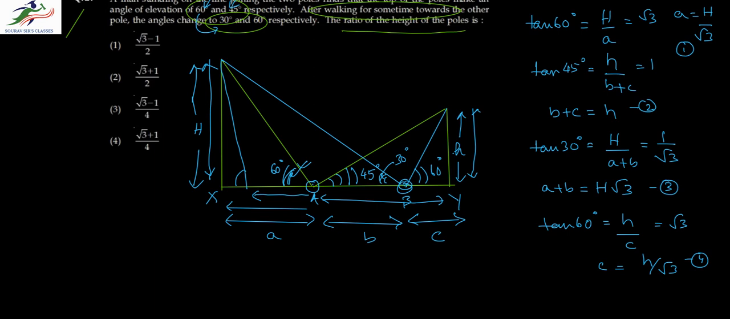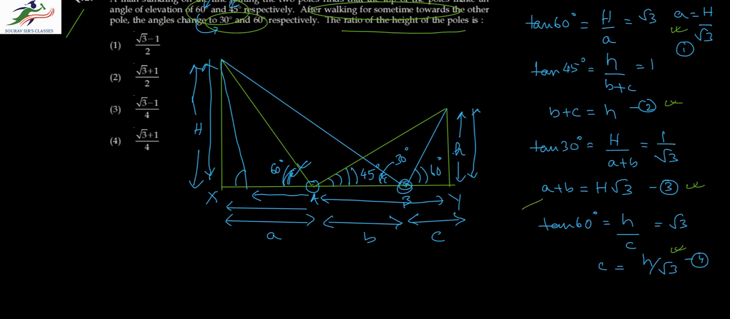So we know that from the first equation, a is H by root 3, and from the second equation, b plus c is h, and the third equation says a plus b is H root 3, and the fourth equation says c is equal to small h by root 3.